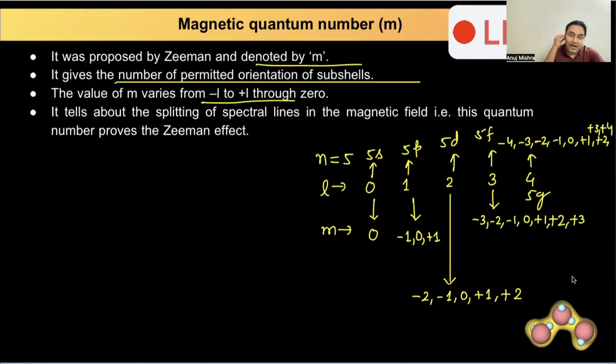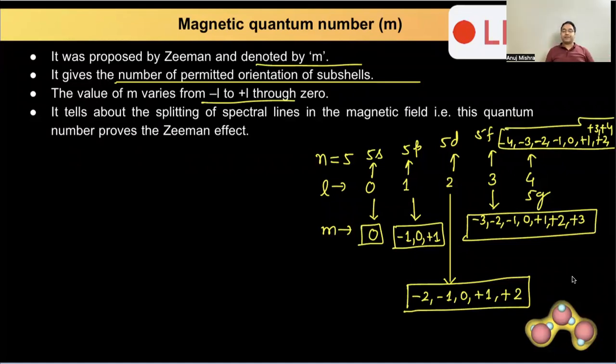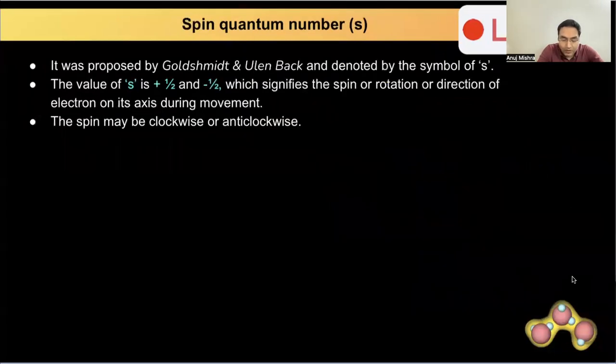So try to understand what I want to pitch here. This is your s orbital, these are your p orbitals, these are your d orbitals, these are your f orbitals, and these are your g orbitals. Is it clear? Any question comes anywhere, you can always pitch these things and give the correct answer. So now come to the last one.